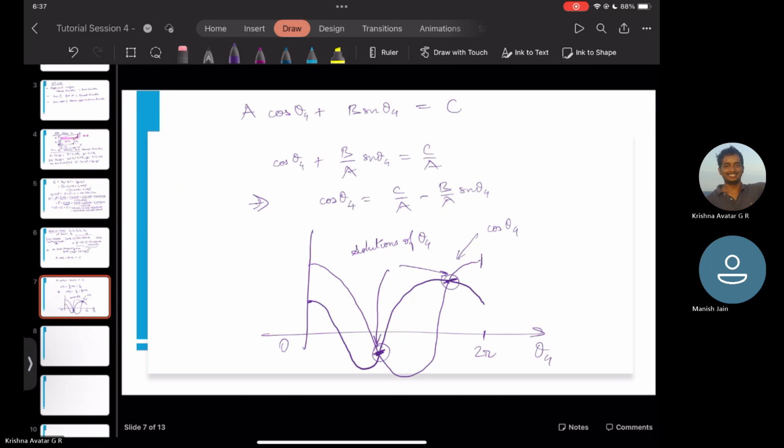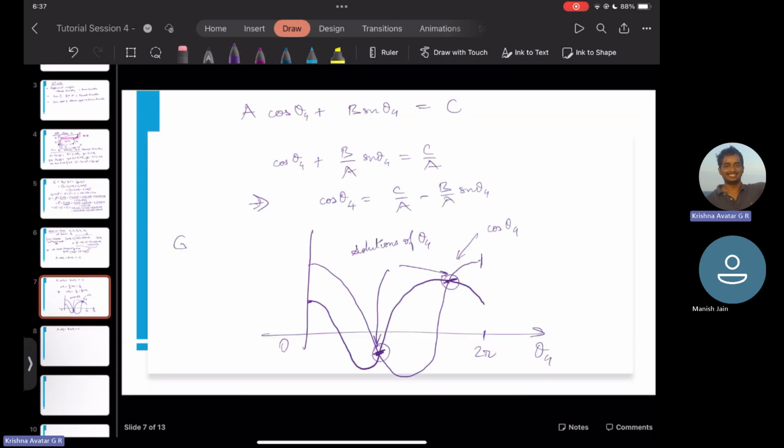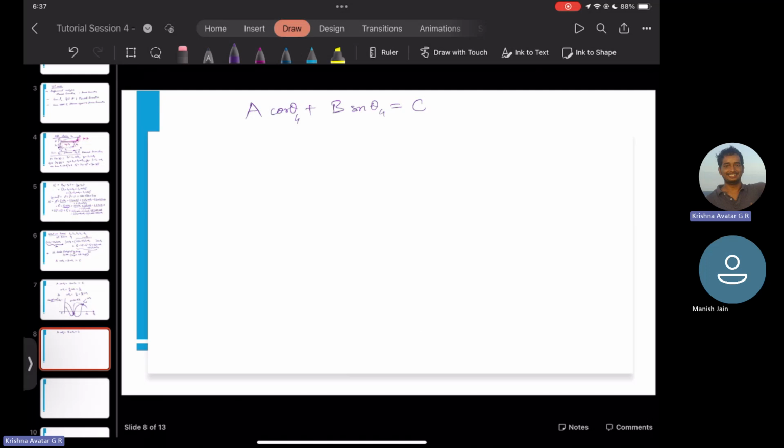And the other approach, which has been adopted in the class, is that we take A cosine theta 4 and B sine theta 4 is equal to C. The previous was a graphical approach. But the other approach, which is more elegant from a mathematical point of view and which we can automate as well, is that we want to express these two terms, can we transform these terms into a certain form where we can express the entire equation in terms of a single variable? So there is where trigonometric identity comes in.